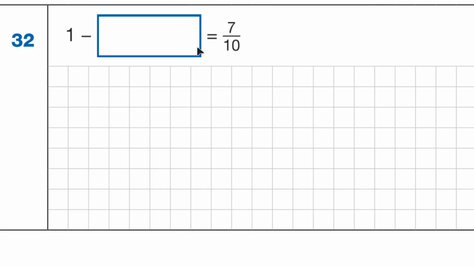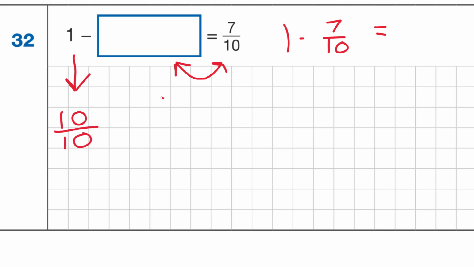Question 32. 1 subtract something is 7/10. So remember, when we are subtracting, these two numbers can be changed. So if we think about it as 1 subtract 7/10, we will get our answer. Now remember, when we're subtracting or adding with fractions, we need our denominators to be the same. So let's give our number 1 a denominator of 10. Now remember, 1 is just when the numerator and denominator are the same. So instead of writing 1, we could write 10/10, and we can subtract our 7/10.